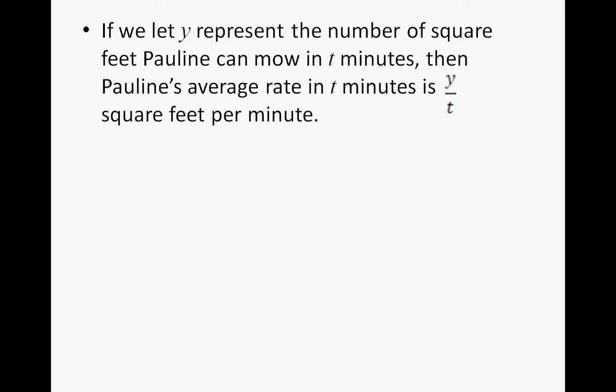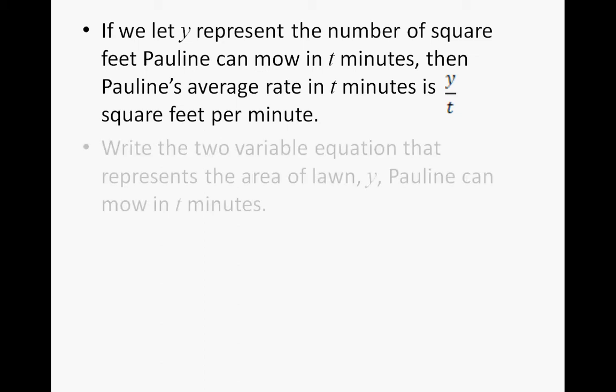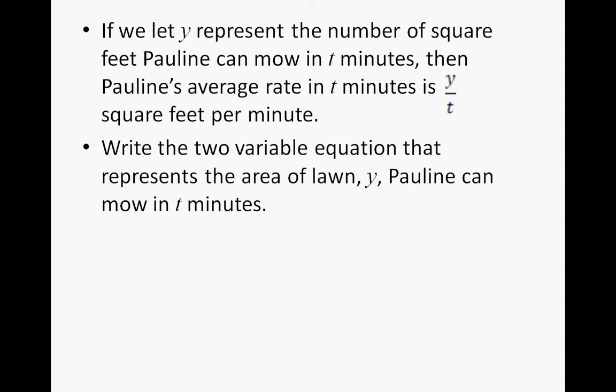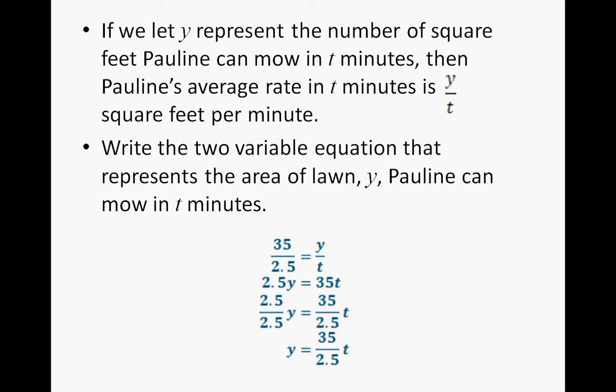If we let Y represent the number of square feet Pauline can mow in t minutes, then Pauline's average rate in t minutes is Y over t square feet per minute. Write the two-variable equation that represents the area of lawn Y Pauline can mow in t minutes. Well, if you take the rate from before, 35 over 2.5, is equal to Y over t, then we end up with the equation Y equals 35 over 2.5 t.